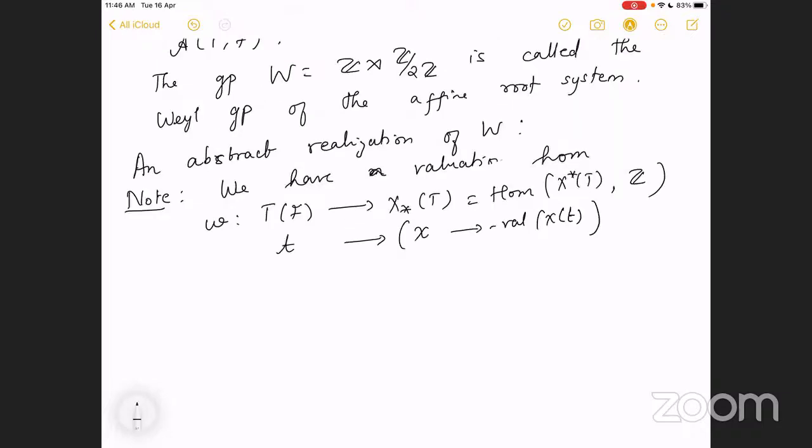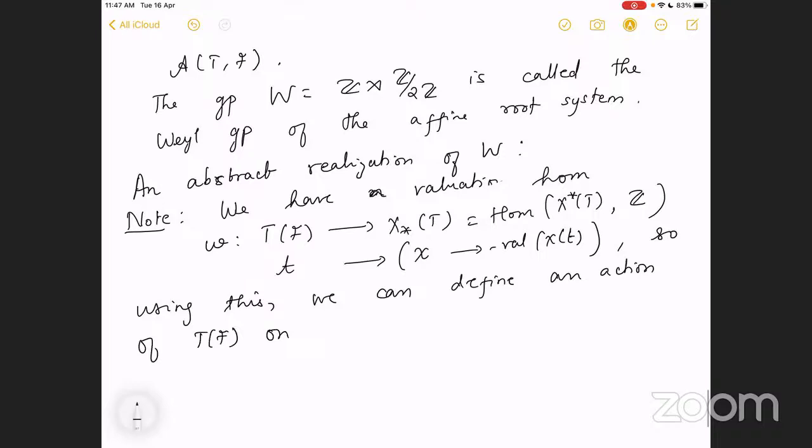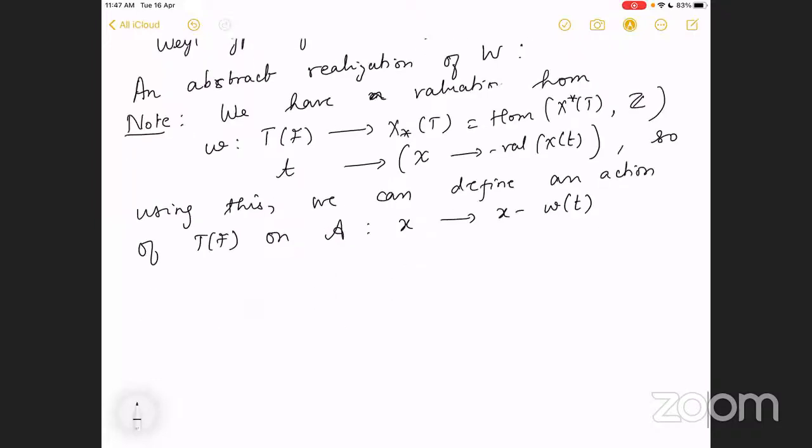I hope this is correct. Okay, and then using this, we can define an action of T of F on A, because X lowest RT acts on A naturally. I can just write this down: you take x and send it to x minus omega of t, where omega of t is now an element of X lowest RT, and it acts on the apartment. So I can define the action of T of F via the action of X lowest RT on A.